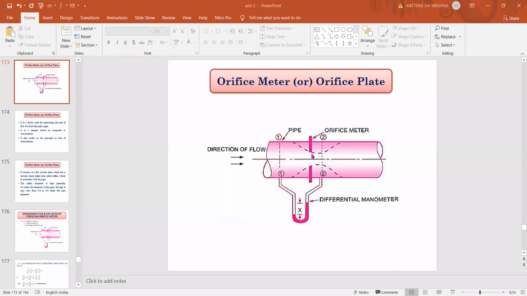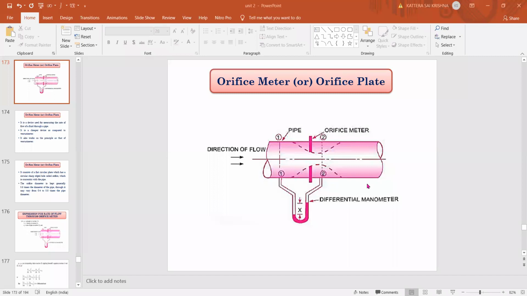We just have a single circular plate with a small circular hole in it. This plate is placed in between the pipe in which we want to find the discharge. It is fixed in between the pipe by means of some couplings. So this is the orifice meter. It is just a circular disc with a circular hole in between.